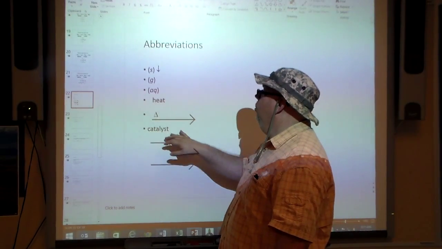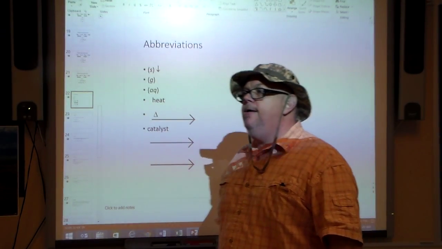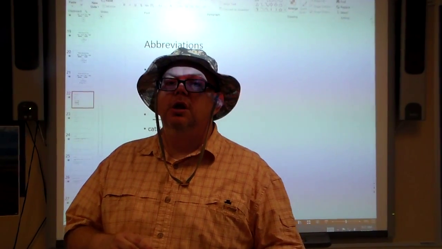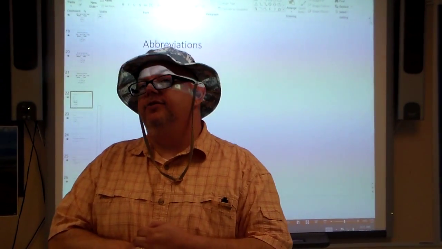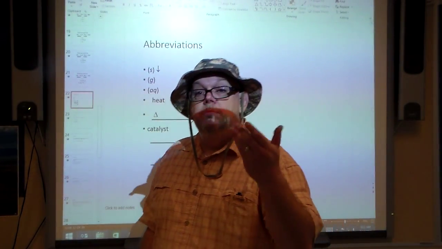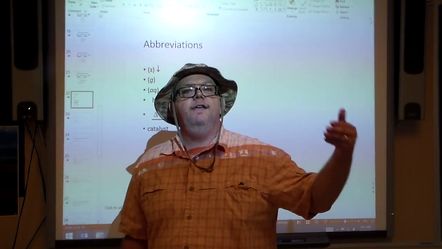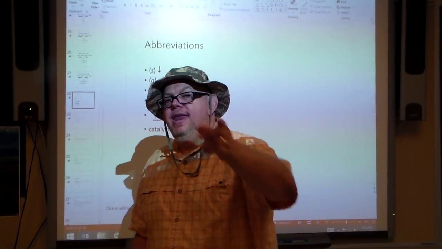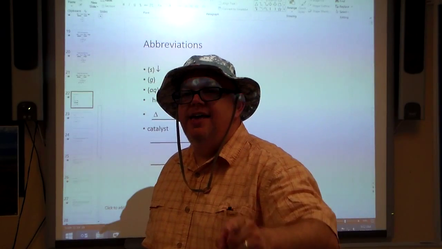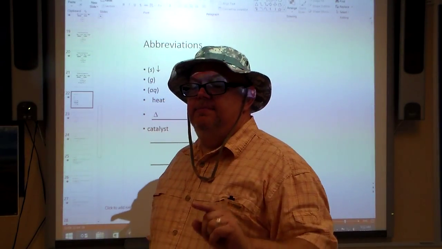And then here, there's the catalyst. The idea behind a catalyst is that it's something you add to the reaction to lower the needed amount of activation energy to make the reaction happen more easily. And usually we want a reaction to go faster. In AP Biology, we refer to those as enzymes.